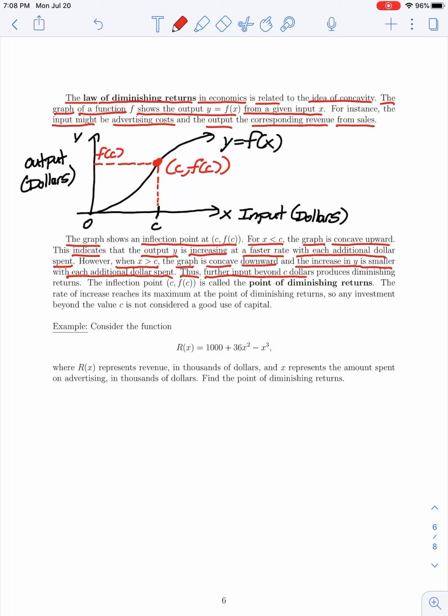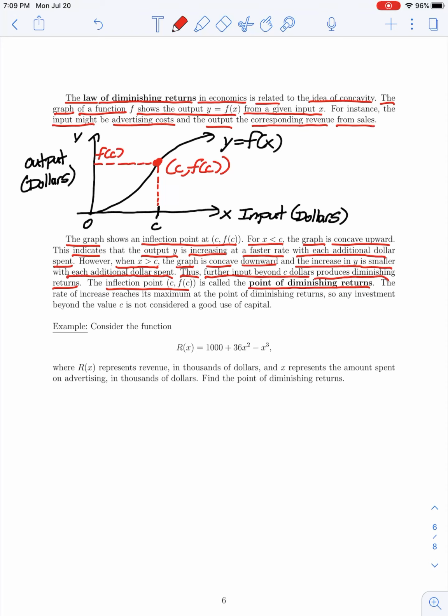Therefore, further input beyond c dollars produces diminishing returns. So this inflection point on our curve would be called the point of diminishing returns. We would not want to exceed advertising costs above that level. So let's consider an example of this.